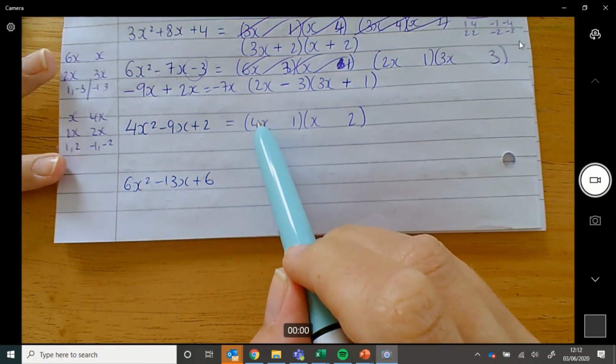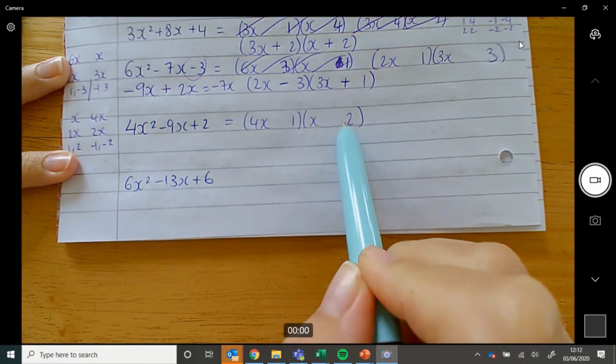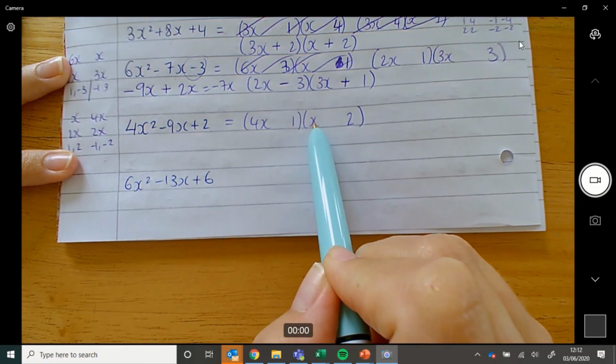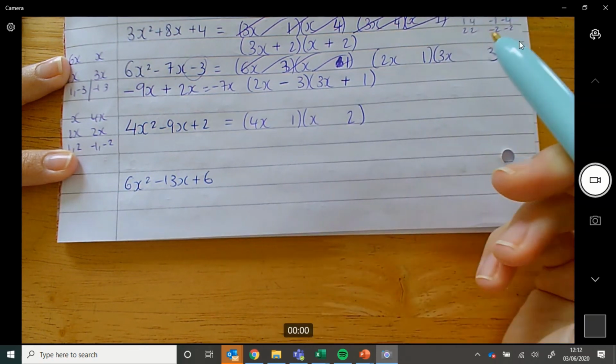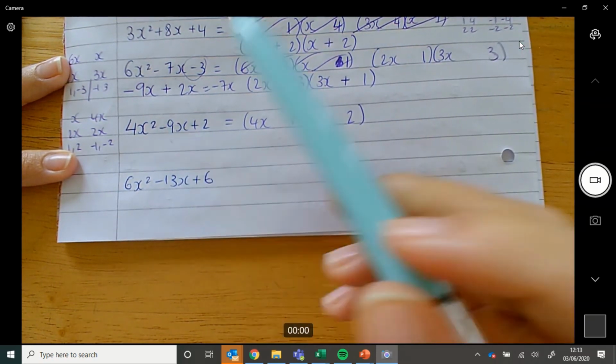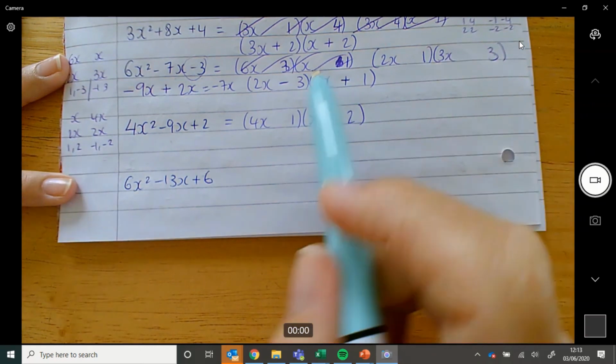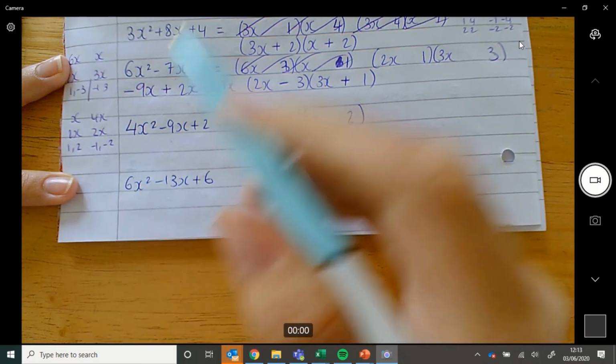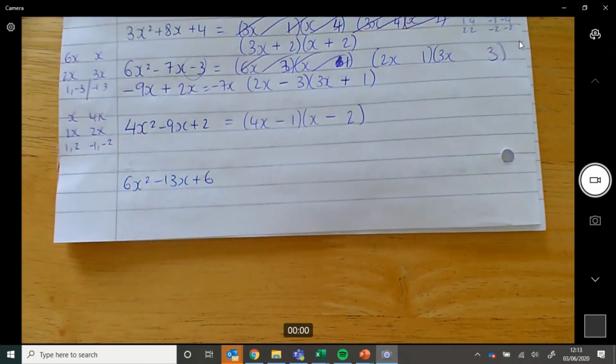So what happens if I do 4x times 2? I get 8x. X times 1 gives me x. Well, 8x and 1x can give me -9x if they are both negative, which I know is possible. So I've actually managed to achieve it on my first go.